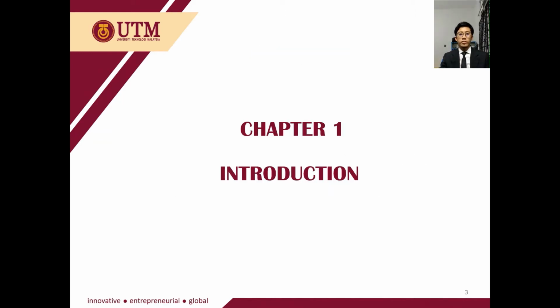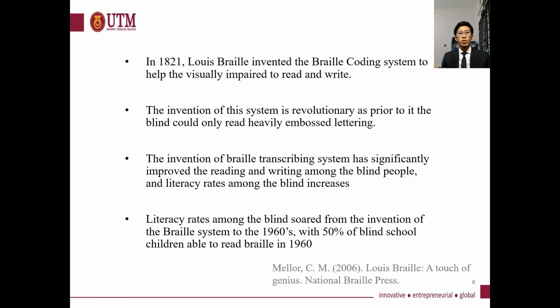Chapter 1, Introduction. In 1821, Louis Braille invented the Braille coding system to help the visually impaired to read and write. The invention of this system is revolutionary, as prior to it, the blind could only read heavily embossed lettering. The invention of the Braille transcribing system has significantly improved reading and writing among blind people, and literacy rates among the blind soared from the invention of the Braille system to the 1960s, with almost 50% of blind school children able to read Braille in 1960.